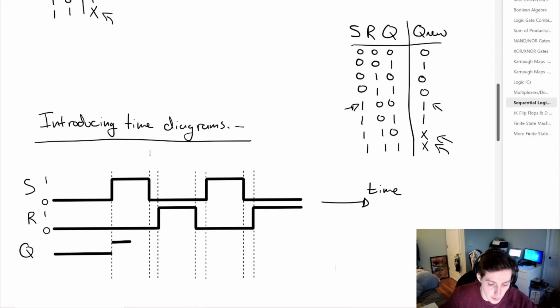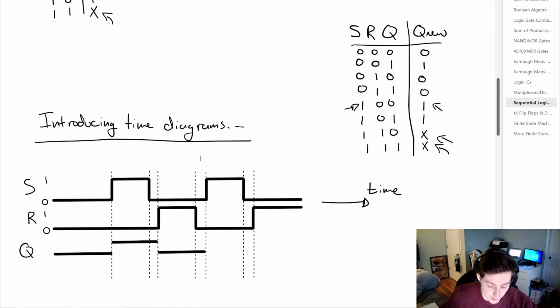So following along with time as we get to the next condition where S goes low and R is still low, Q does not change, and it holds that value until the third condition when R goes high. So then while R is high and S is low, we will be in a 0 state for the output. And once R goes low at this position here, we'll have the 0, 0 case again. So Q will not change.